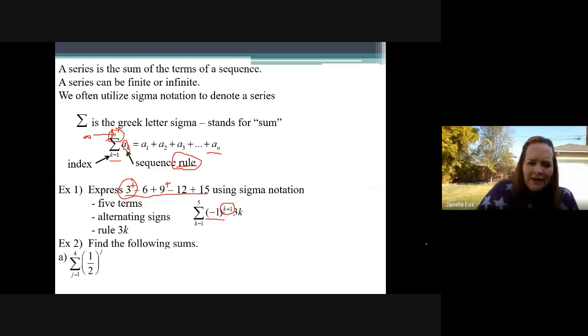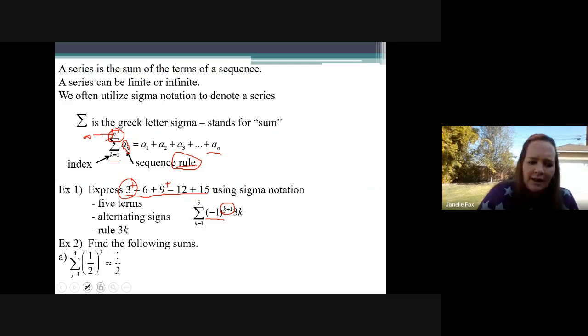Don't worry. Example number 2 says find the following sums. This time they want us to write out the terms and then add them up, because that's what it means to evaluate this sigma notation. So the first thing we're going to do is plug in a 1 for the J. It's not a K, but it doesn't matter, it's just the variable. You can use any variable you want.